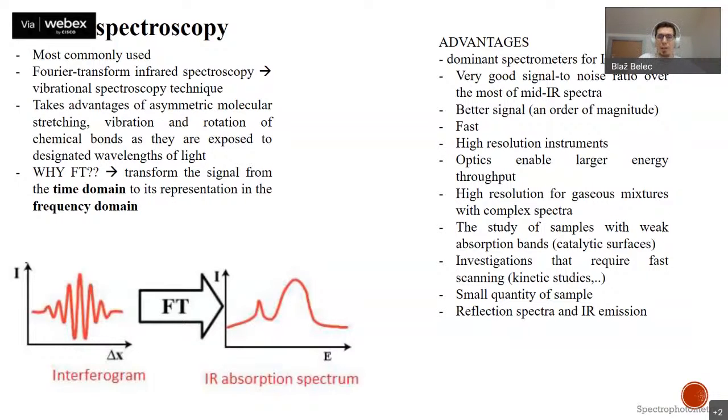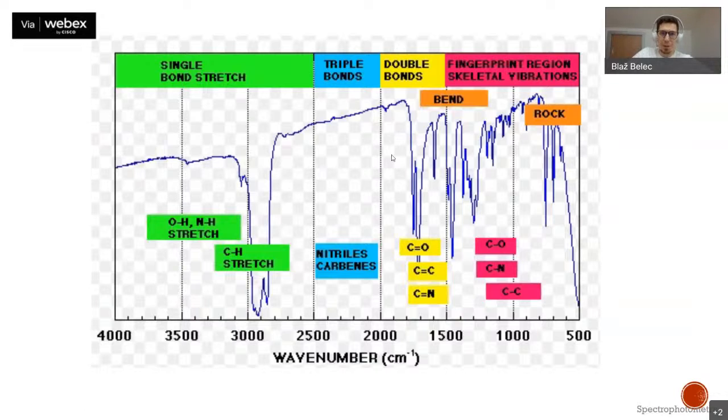We can also study samples with weak absorption bands, such as catalytic surfaces, or we can even study the kinetics of some molecules. This analysis requires a small quantity of sample, and it can also measure reflection, spectra, and emission, not only absorption. So this is a representative IR spectrometer.